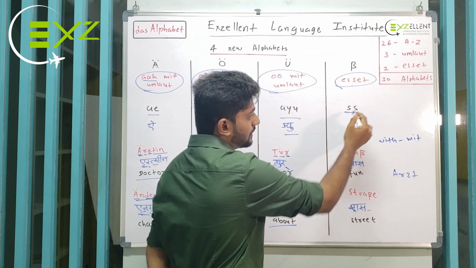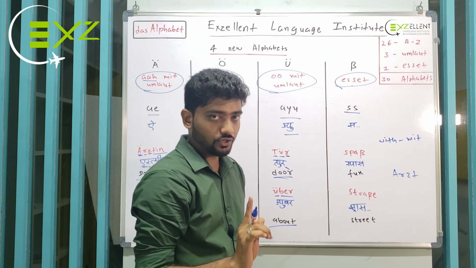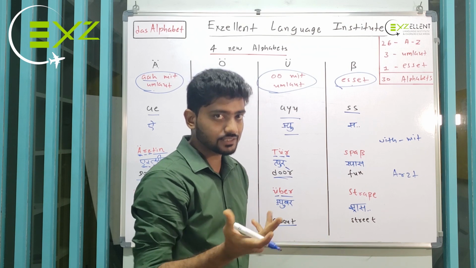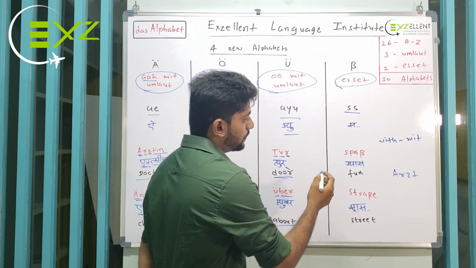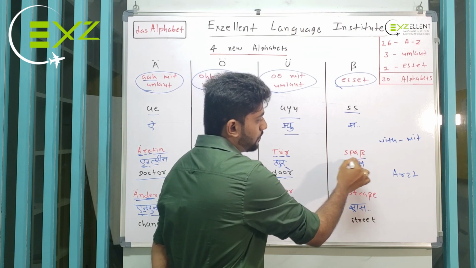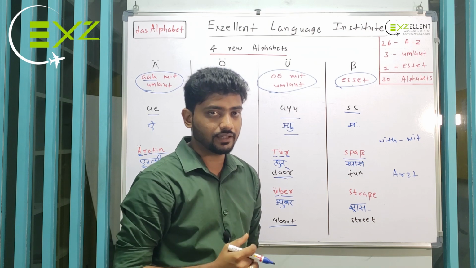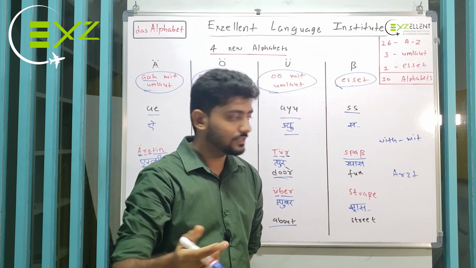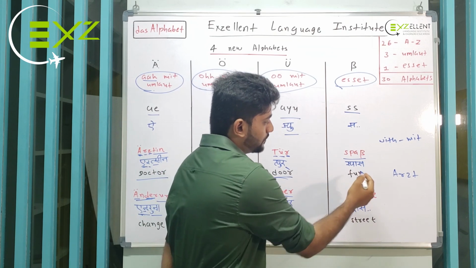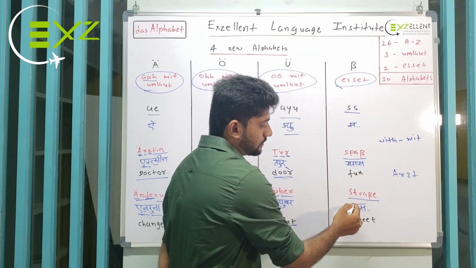Pronunciation is like double S, right? Identity of the alphabet is esset. Pronunciation is s, like s. Let's have one example here. See, Spaß. So at the end we are saying it like that, right? Spaß means fun.